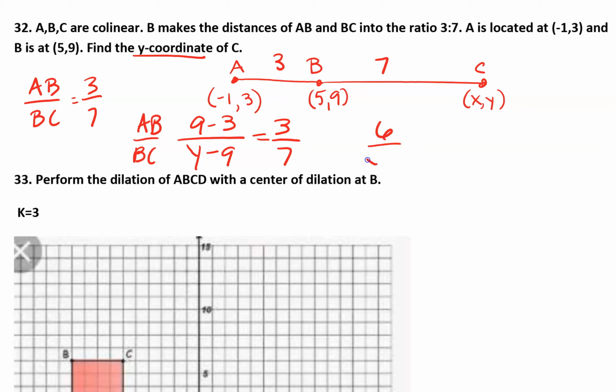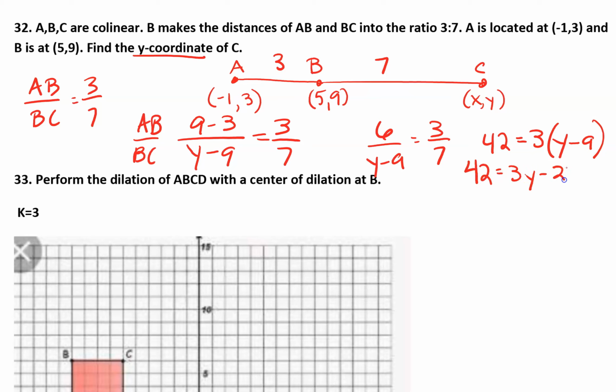So 6 over y minus 9 equals 3 over 7. Cross multiply. 42, 6 times 7 is 42. 3 times y minus 9. 42 equals 3y minus 27. Add 27 to both sides. 3y equals 69. And 69 divided by 3 is 23. So y equals 23.